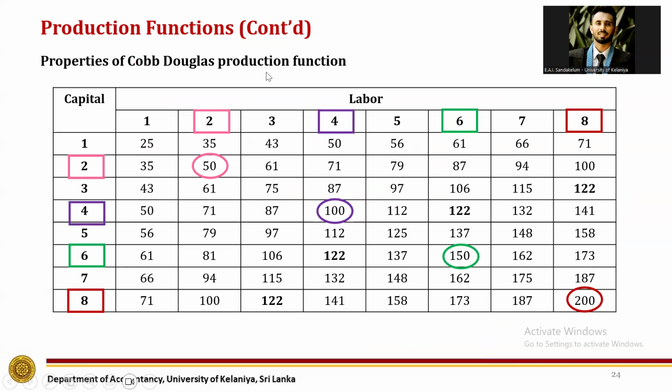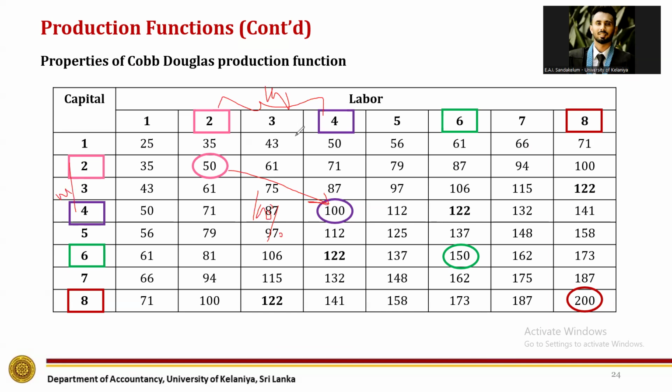So this is to show the production, the Cobb-Douglas function. You can see the changes. This is 50 to 100, so this is 100%. Here 2 into 4, how much? This becomes 2 into 4, which means this is also 100%.